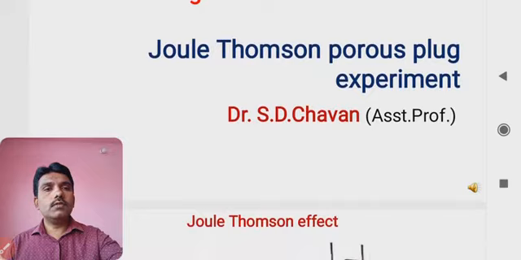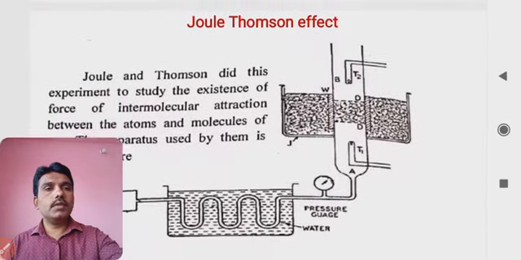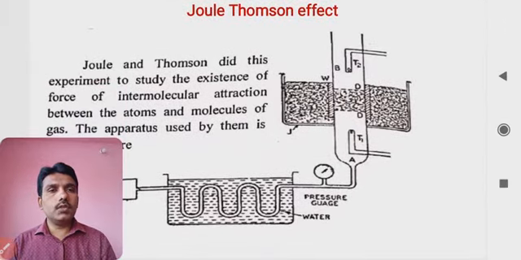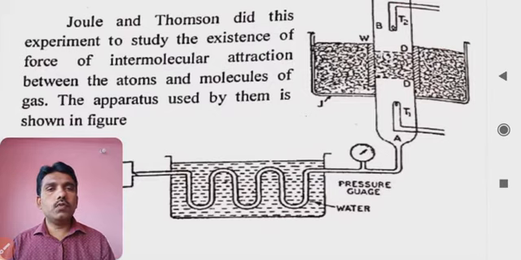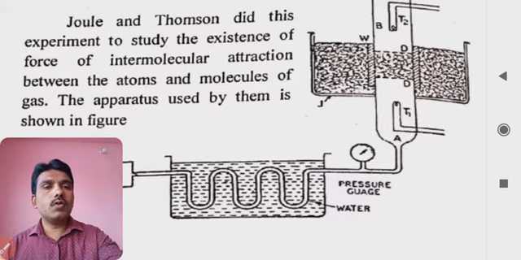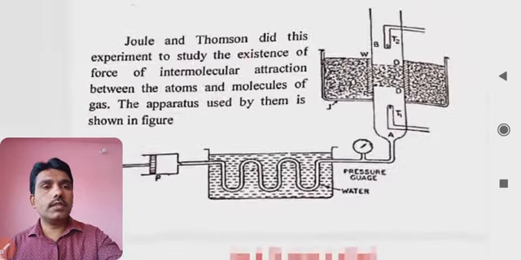So let's see what exactly the experimental setup is and what happens related to the Joule-Thomson effect. Here is the Joule-Thomson experimental setup. Joule and Thomson did this experiment, as I already told you, to study the force of intermolecular attraction between the atoms and molecules of the gas. The apparatus is very simple but quite interesting.